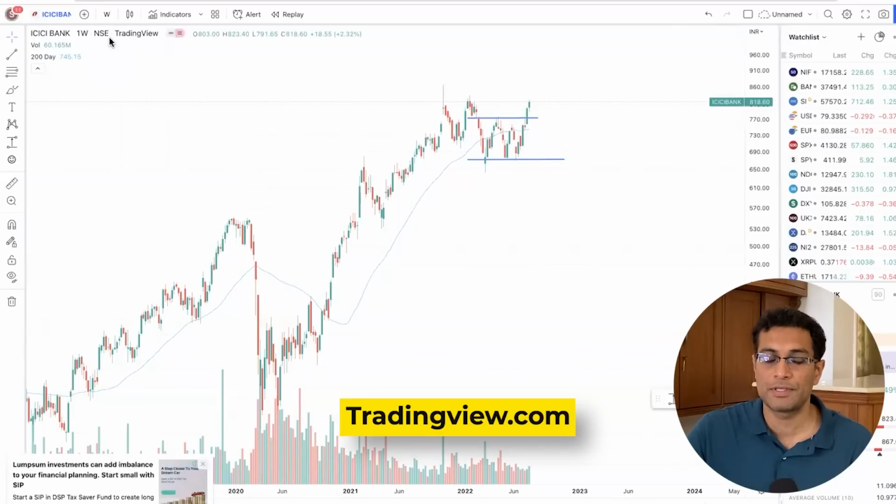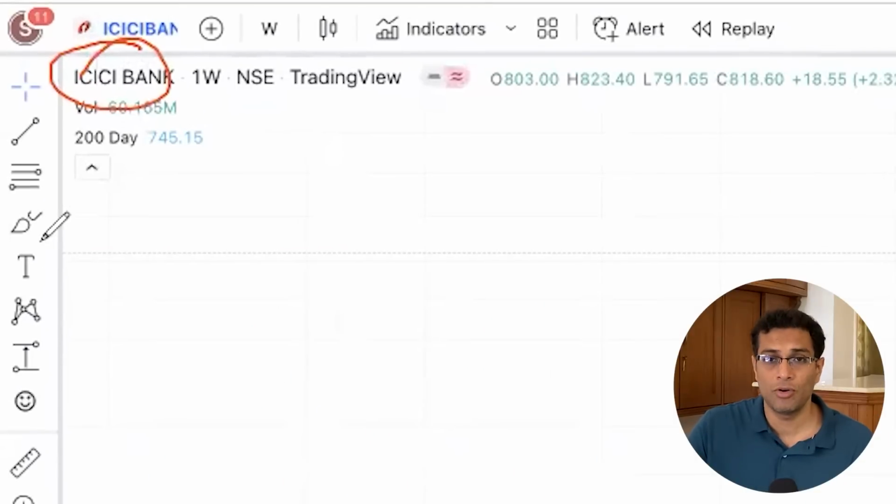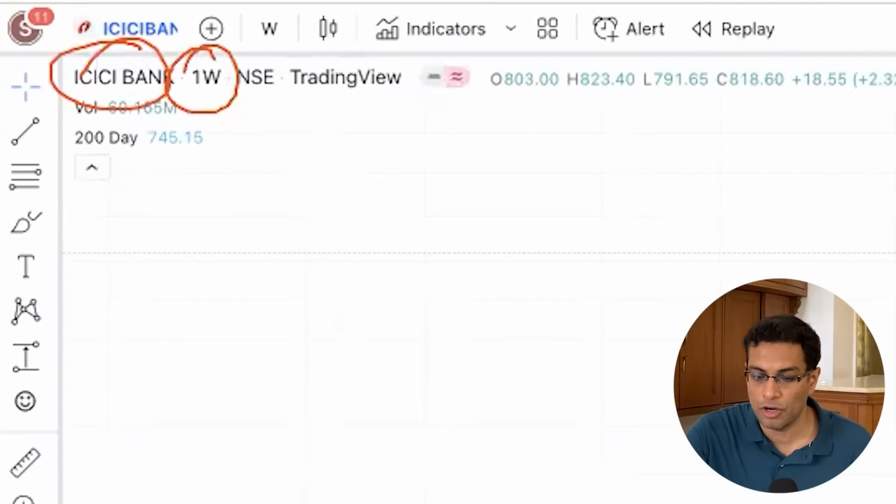Let me use an example and explain this concept in slightly more detail. So you can use this free website called tradingview.com, and you will be able to do your technical analysis via this. So here you go and type out ICICI Bank and please put the weekly candle. So you get the option of putting all these different types of candles.